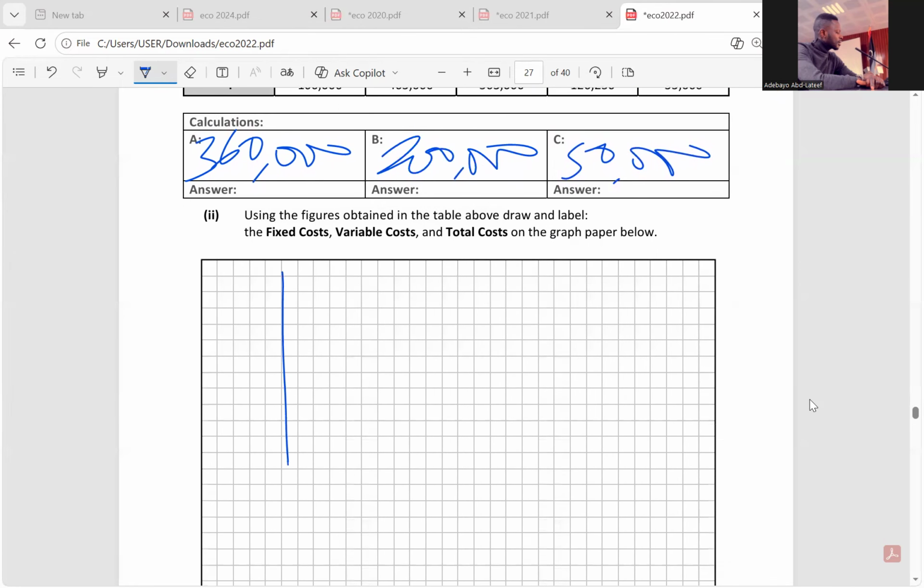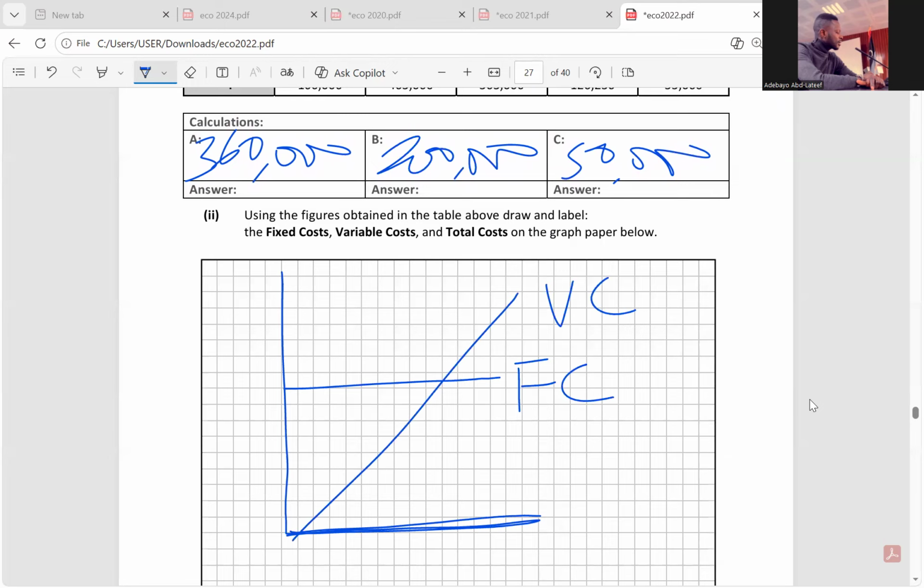Now we draw a graph for that. We have FC. We have VC. We have TC.